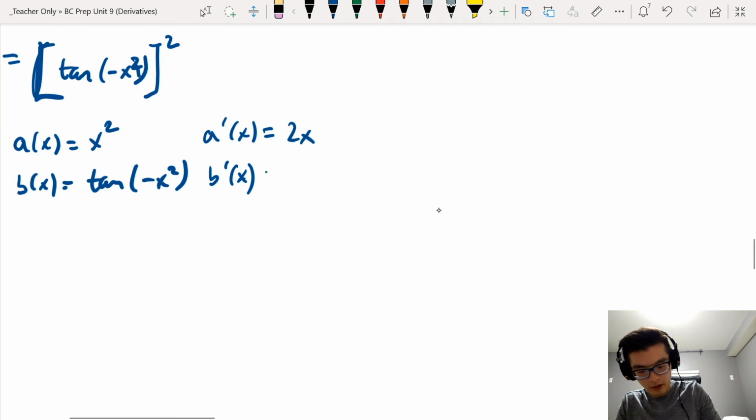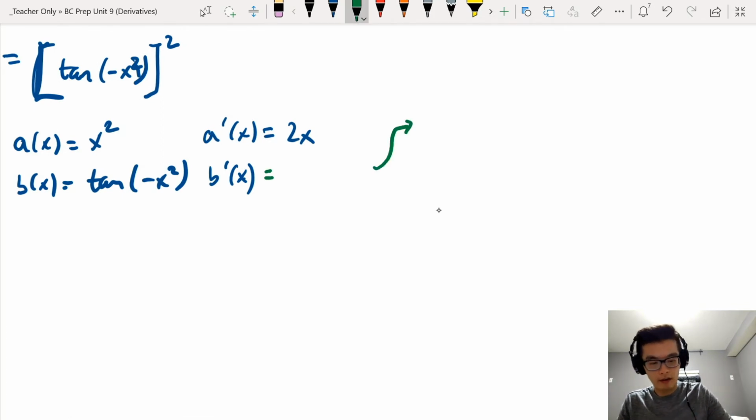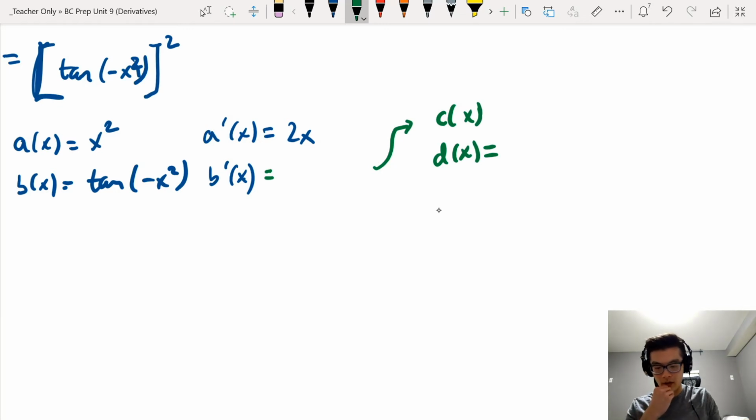Okay, so to find what b prime of x is, in this case, I'll use c and d. C is going to be the outside function of b of x. And then d of x is going to be the inside function of b. Okay, so again, the reference point now is tangent of this, right? We're getting closer to something easier, but we still need to figure this out.